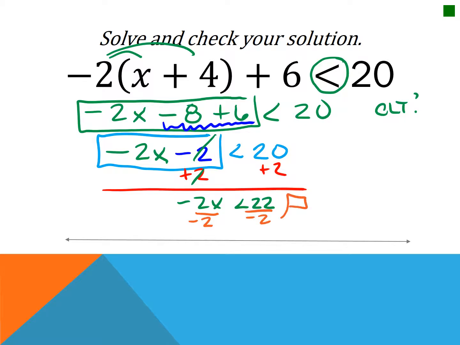Remember, when you divide, that's when you decide, are we going to flip the sign? So we're going to get x, flip the sign, is greater than negative 11.